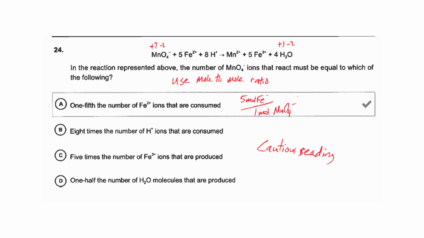So the others are all just badly using the ratios. You have to cautiously use the ratios. And even when I wrote down the ratio, I kind of wrote it upside down. We need 1 mole of MnO4 for every 4 or 5 moles of iron. So we need 1/5 the amount that we have for iron. I just wrote that backwards.